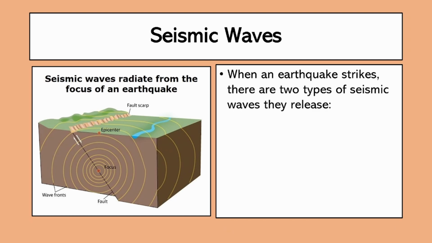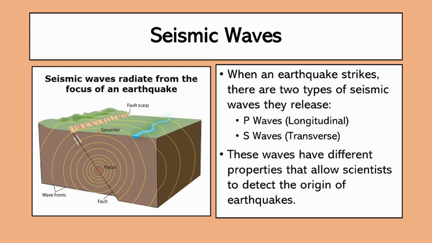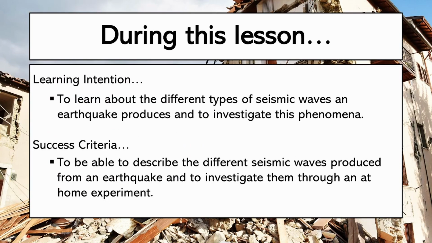When it comes to seismic waves, there are 2 types when an earthquake releases its energy. We start off with our P waves, which are called longitudinal waves. Or we've got S waves, which are transverse waves. These waves have different properties that allow scientists to detect the origin of an earthquake. During this lesson, you're going to learn about the different types of seismic waves that an earthquake produces, and we're going to investigate this phenomenon with an experiment. To succeed in this lesson, you need to be able to describe the different types of seismic waves produced from an earthquake, and investigate them through an at-home experiment, which we'll cover at the end of this lesson.